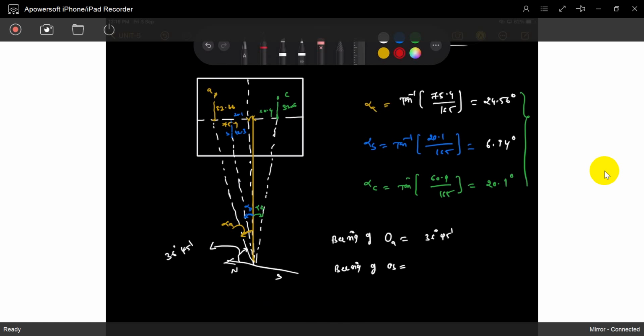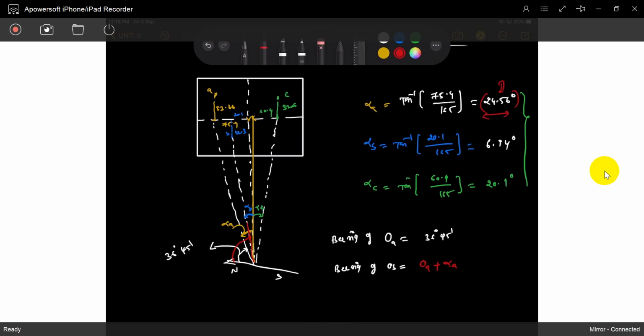Just check. The OB line is this, so the bearing of OB is here. That is OB. So what is that? Bearing of OA plus alpha A. Just convert alpha A into degrees and minutes, and later add it.